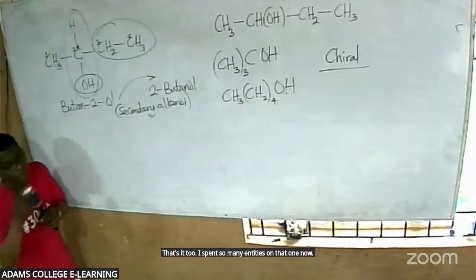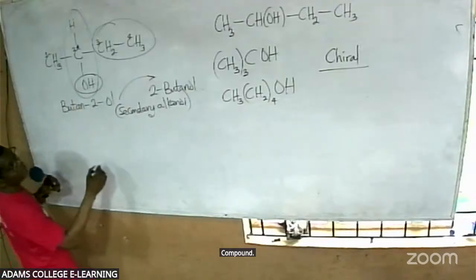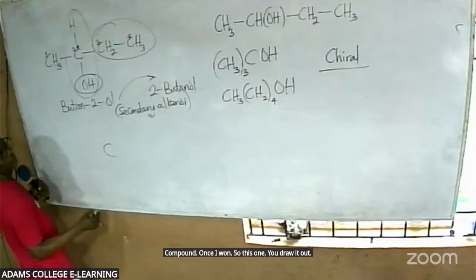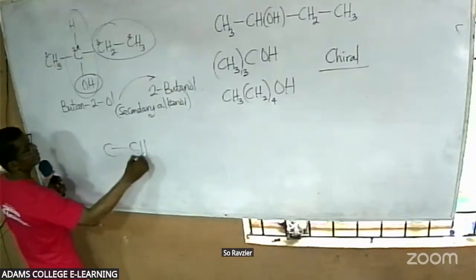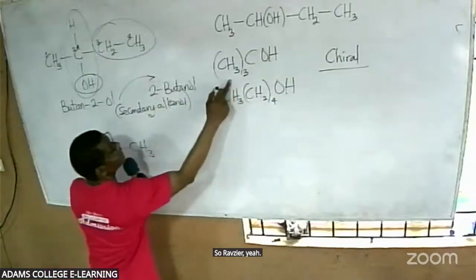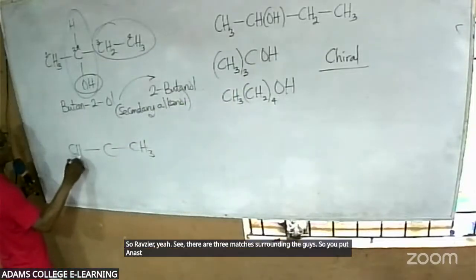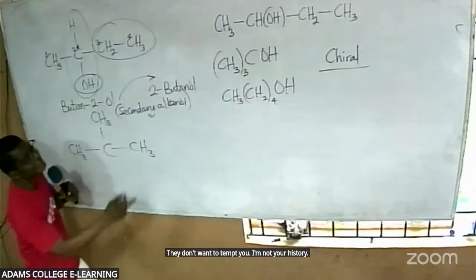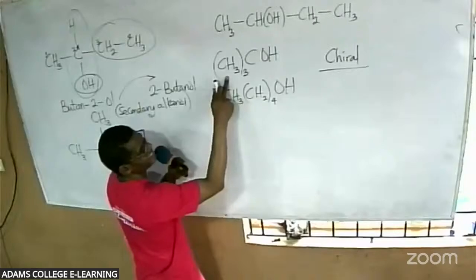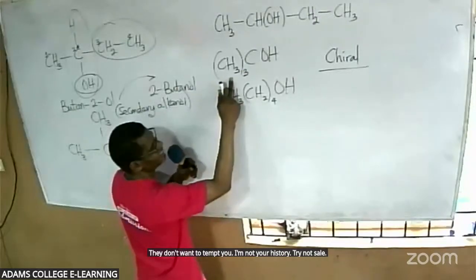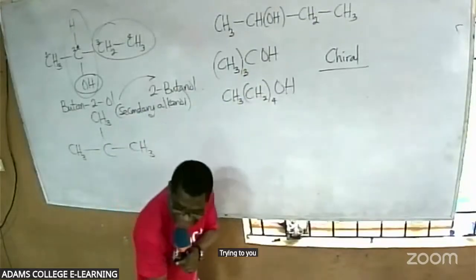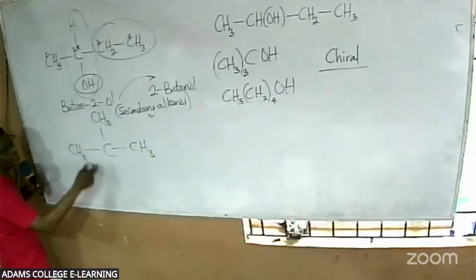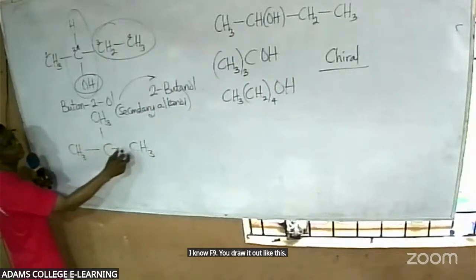Let's go to the second compound. Don't say this one doesn't exist; you draw it out. You have CH3 here. There are three methyls surrounding the central carbon, so you put another CH3 here, and another CH3 here. That's trimethyl. You draw it out like this: three methyls, 1, 2, 3. Now put the OH here.